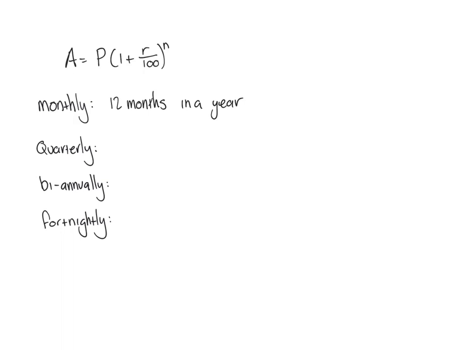Sometimes interest gets paid quarterly. That just means the year is chopped up into 4 parts, 4 quarters, and the interest gets paid at the end of each of these quarters. So there are 4 quarters in a year.